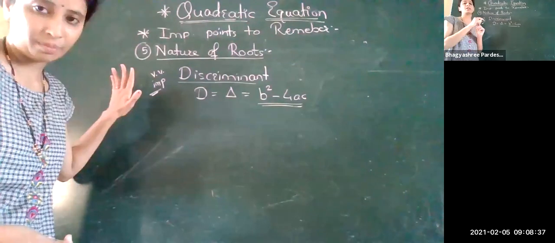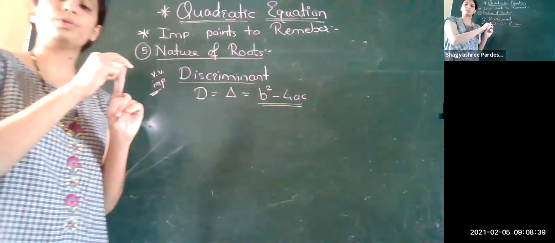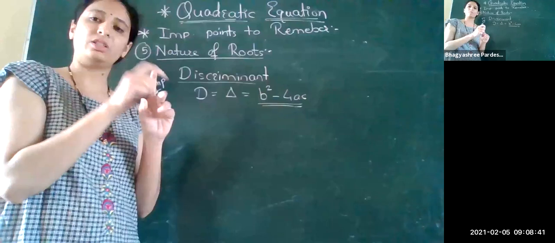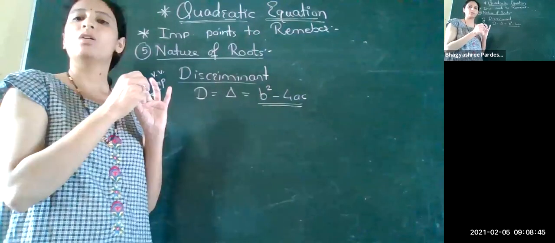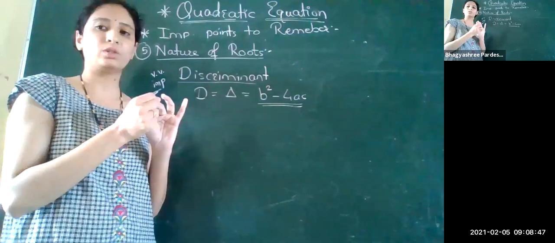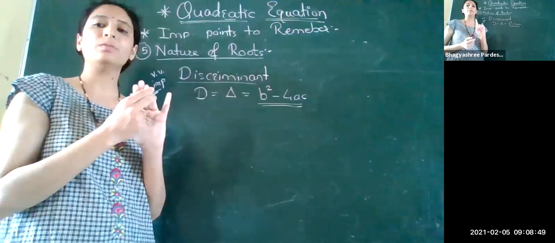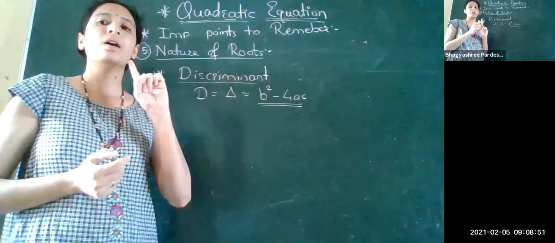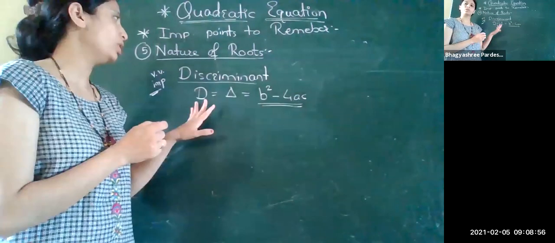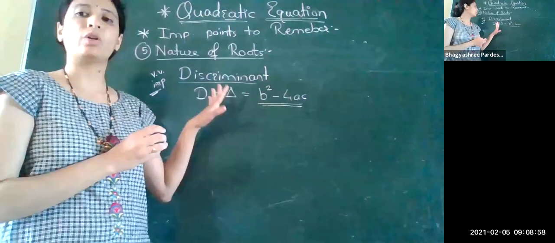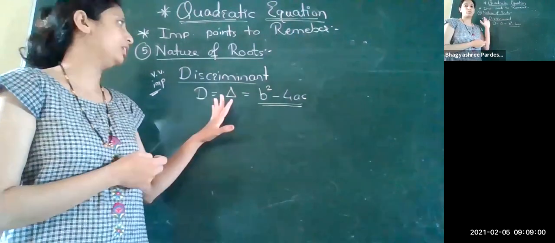The first one, forget about the definition, just start from the standard form. You must remember the standard form. Next, what is meant by solution? You must know that. And the second most important thing is the methods of solving, factorization and formula. And the last one is the discriminant, because with the help of the discriminant only, we can identify the nature of roots.